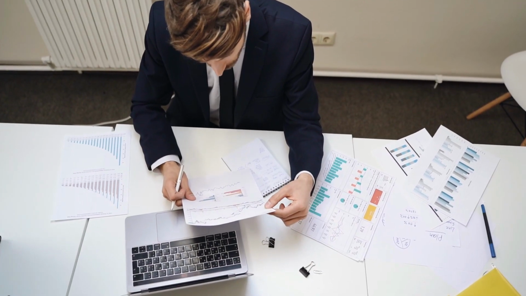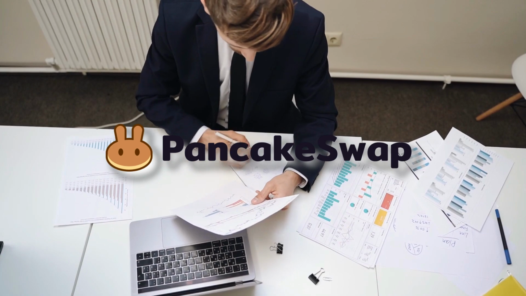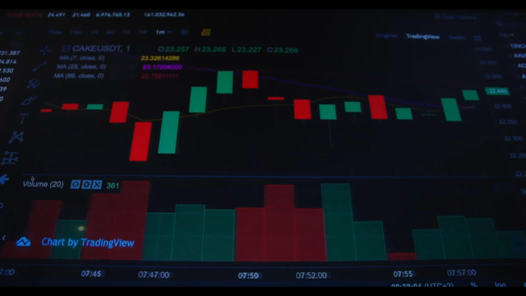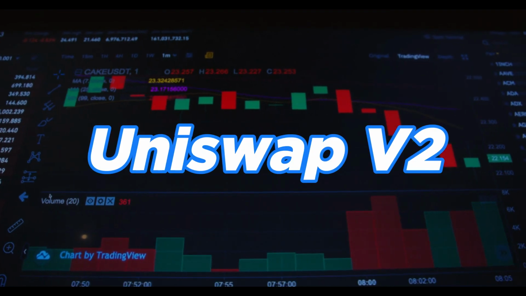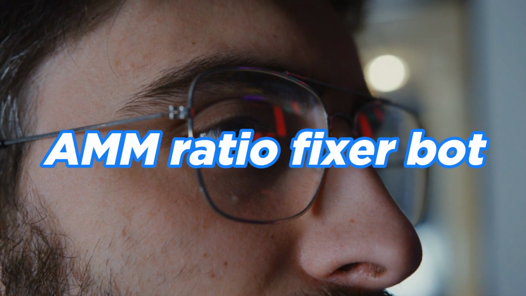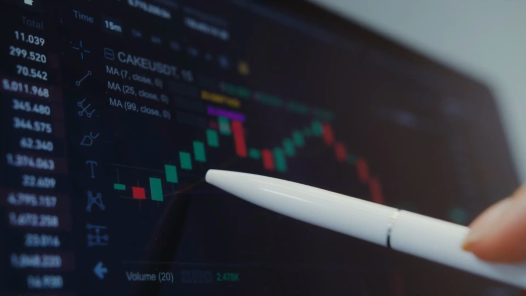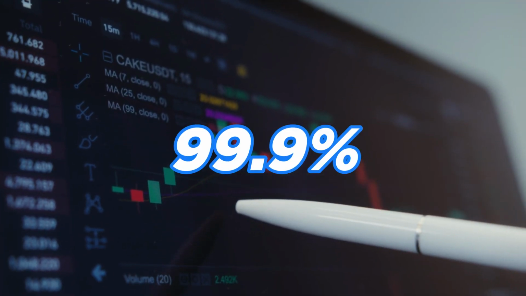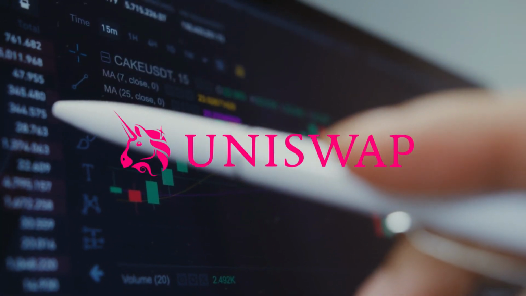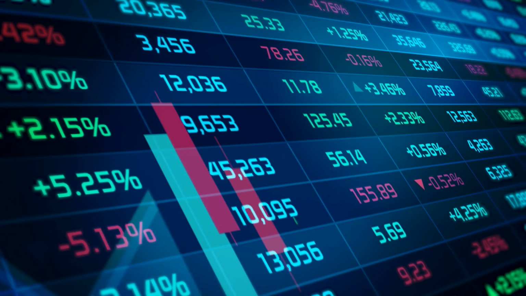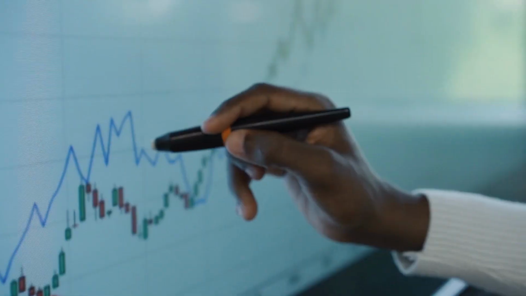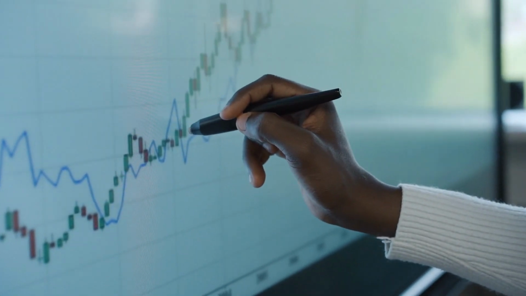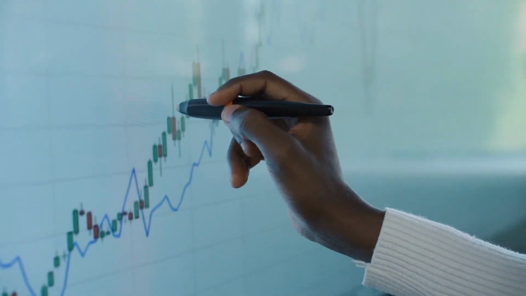PulseChain will have its own PulseX liquidity pool, based on Uniswap V2. It is expected that liquidity protocols similar to PancakeSwap will be on PulseChain. The initial PulseX liquidity comes from a bot called the AMM Ratio Fixer Bot. It harvests about 99.9% of the liquidity from many Uniswap, SushiSwap, and other popular marketplaces at launch, then recreates those pairs on PulseX, and adds the liquidity it harvested with new PLS to make PulseX the most liquid exchange on PulseChain.